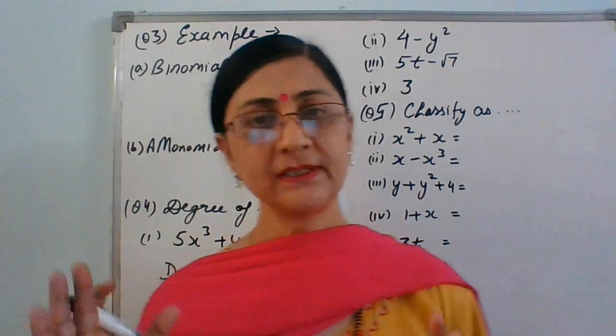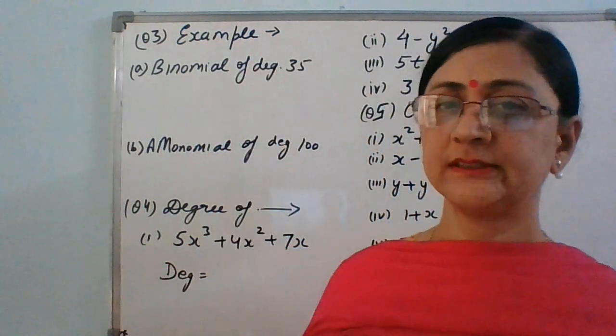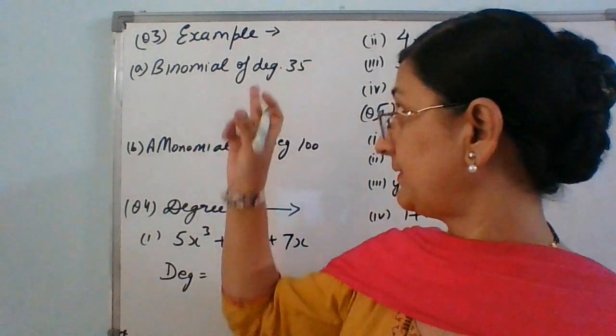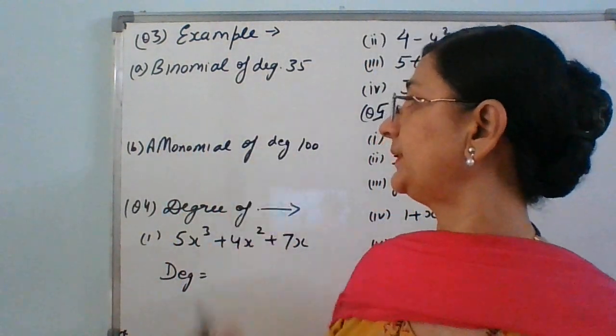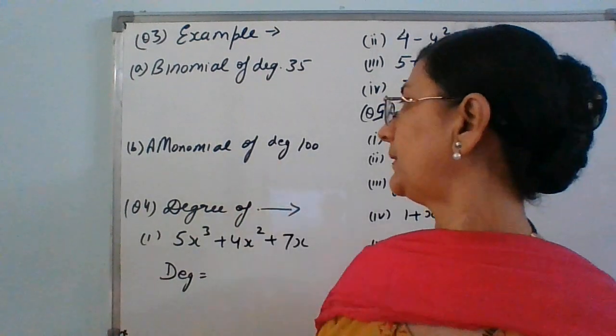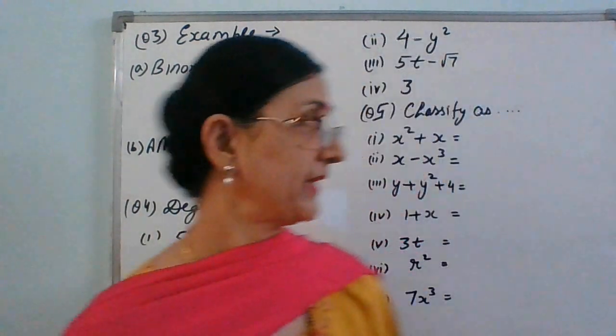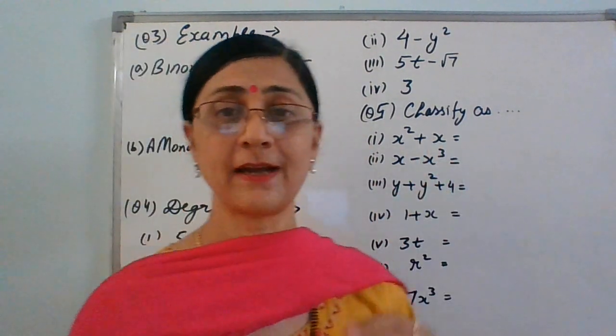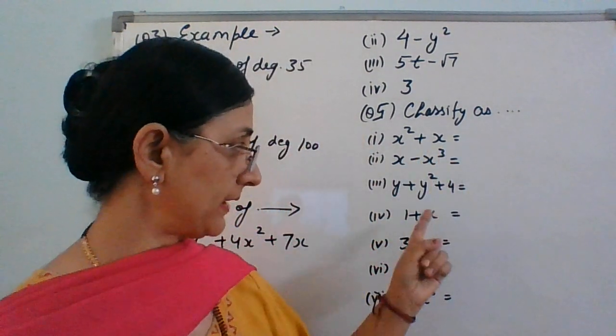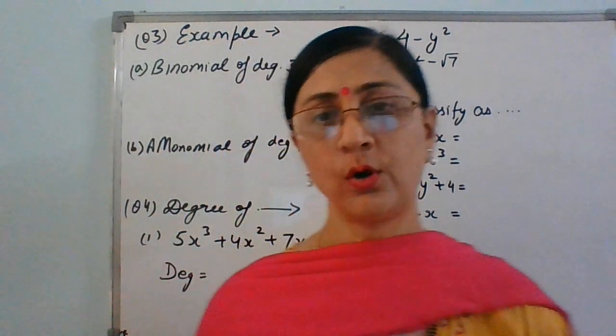Okay, now question numbers 3, 4 and 5. In question 3, we have to give an example of a binomial of degree 35 and a monomial of degree 100. In question 4, we have to tell the degree. And in question 5, we have to classify as linear, quadratic and cubic, right?